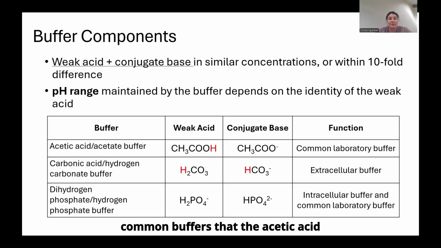So these are some common buffers. The acetic acid and acetate buffer: the weak acid is acetic acid, its conjugate base is acetate, and the function is a common laboratory buffer. There's carbonic acid and hydrogen carbonate buffer, and that's an extracellular buffer. And then dihydrogen phosphate and hydrogen phosphate, an intracellular buffer and also a common laboratory buffer. Each of these has a specific pH range that it can maintain.